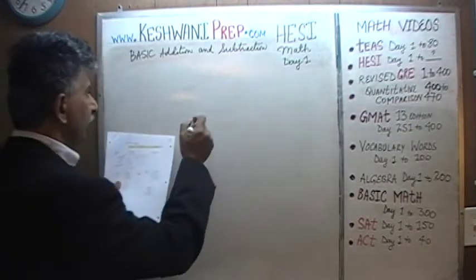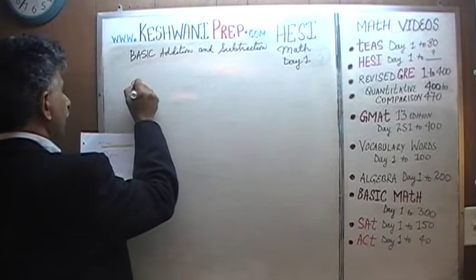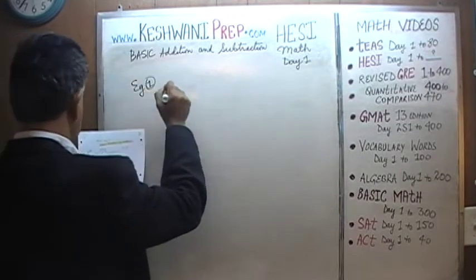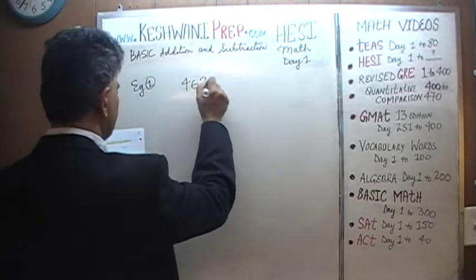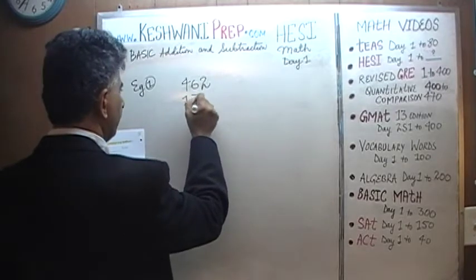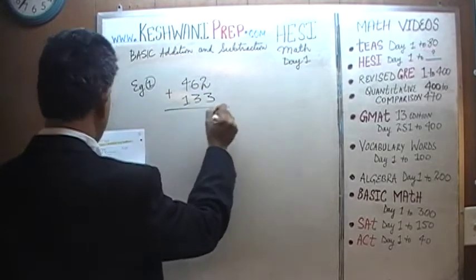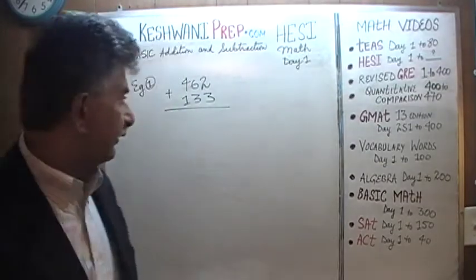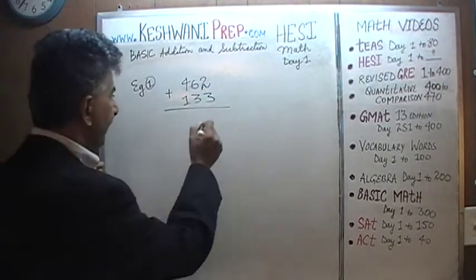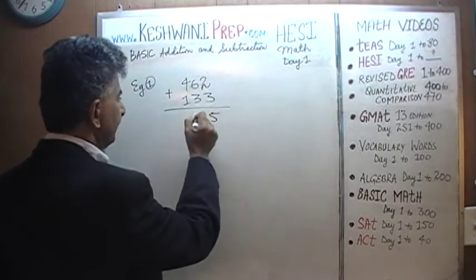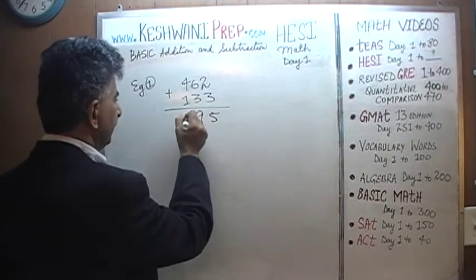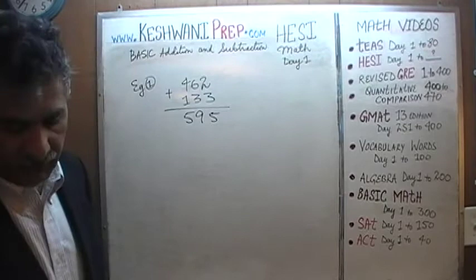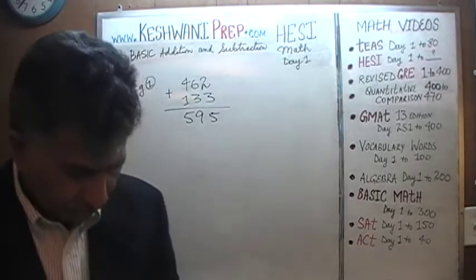Here we go. Number one. Example number one. 462, we are told, and we are to add 133 to it. Very straightforward, very simple, there is nothing to it. 2 plus 3 is 5, 6 plus 3 is going to be 9, and 5 plus 1 is going to be 5. 595. Let's do one more.